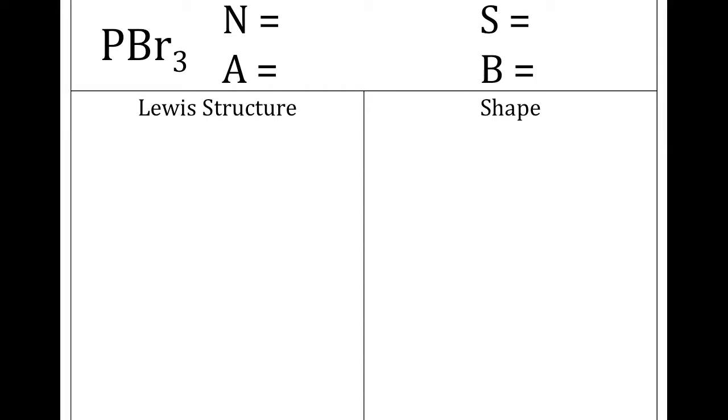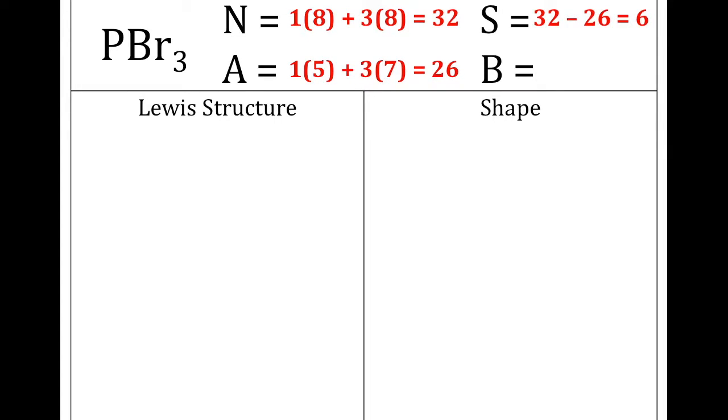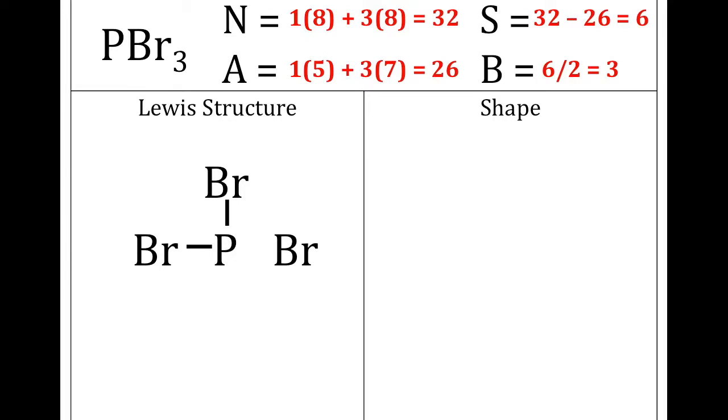Phosphorus tribromide. So the needed here is 32, available is 26, shared is 6, so the bonds will be 3. We take our phosphorus, put it in the middle, surround it with the 3 bromines, and connect everything with single bonds. If you notice, we've used all our bonds, so we just need to make sure all the octets get filled. Phosphorus needs 2 more, so it is going to have a lone pair, and then the bromines need to fill out their octets as well. All right, so let's go to the grapes again and see what this shape looks like.